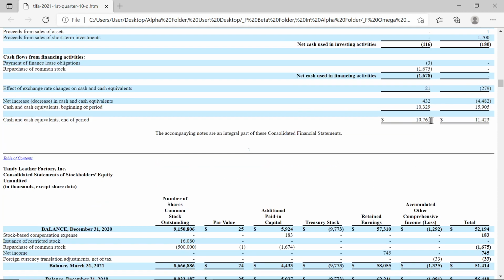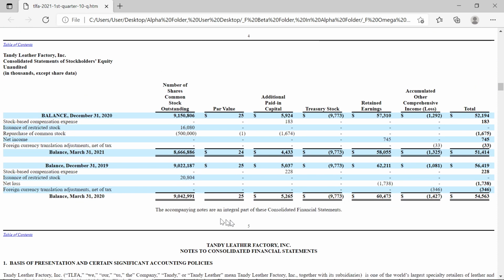And here it mentions the cash in the bank account that we saw in the balance sheet, 10.7 million cash in the bank. Next, the 10Q talks about the consolidated statements of stockholders' equity. So it talks about the capital structure a little bit, and this is a very simple capital structure. There's just shares, it's just a business. They split it into shares, and there are 8.666 million shares outstanding now.